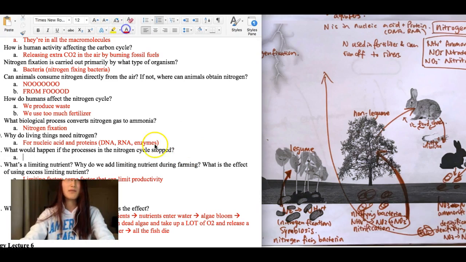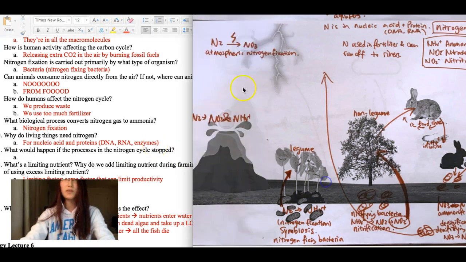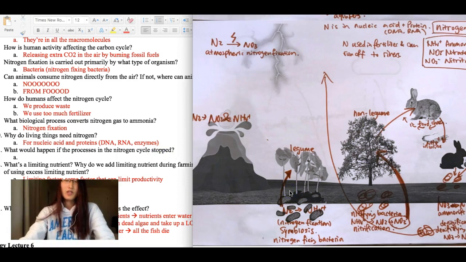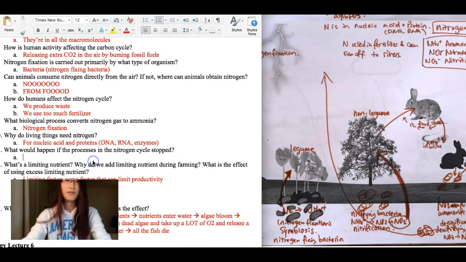What would happen if the process in the nitrogen cycle stops? If we get rid of any of these processes, then you wouldn't be able to get any nitrogen if nitrogen fixation doesn't happen. Or if you disrupt the food chain and you don't get any food, then you don't get any nitrogen. That means you will not live. So I would say everyone dies.